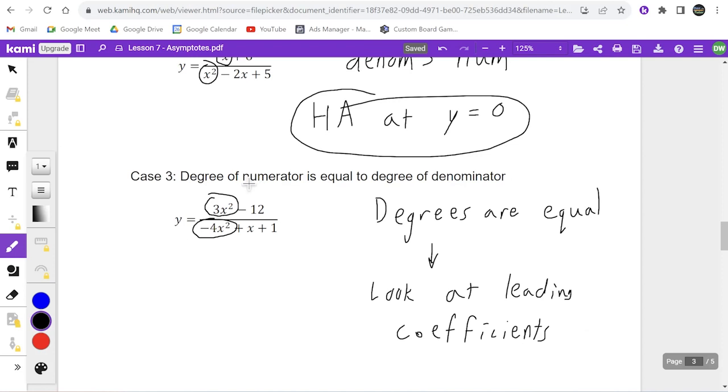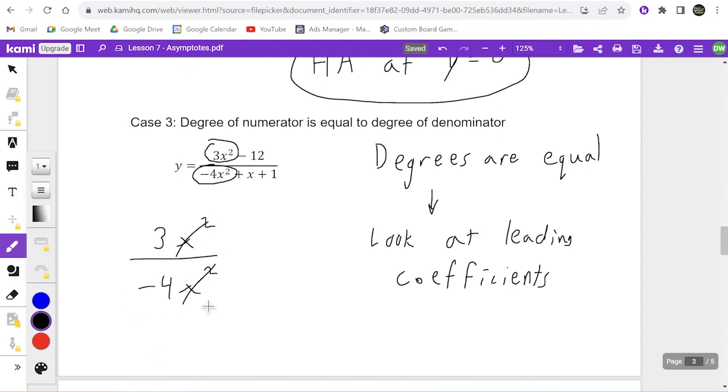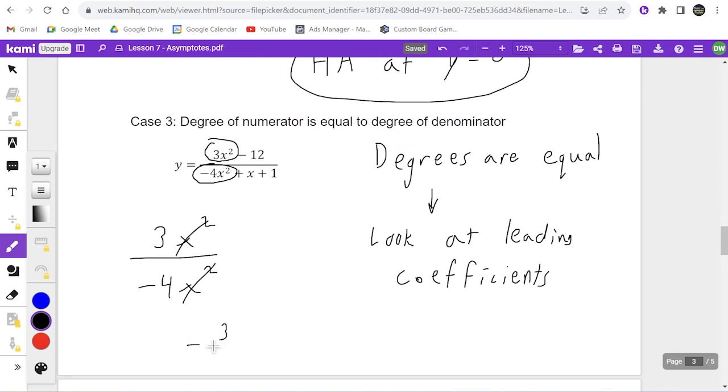It means I'm looking at the 3 in front of the x squared, and I'm looking at the negative 4 in front of the x squared. In other words, if I were to divide these two leading terms, I would say 3x squared over negative 4x squared. The x squareds cancel, and then I get a final answer of negative 3/4. And that's where your horizontal asymptote is at. Y equals negative 3/4. And in the future, you can get that really quickly. As soon as you identify the degrees are equal, you can immediately say negative 3/4. So any questions on any of those?